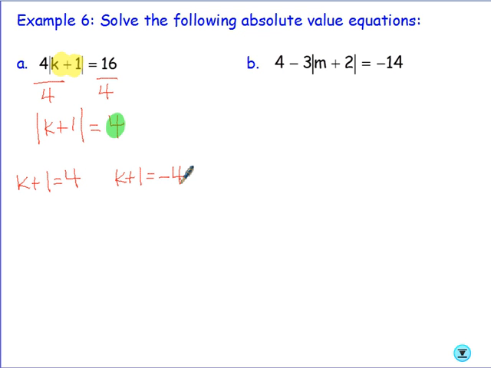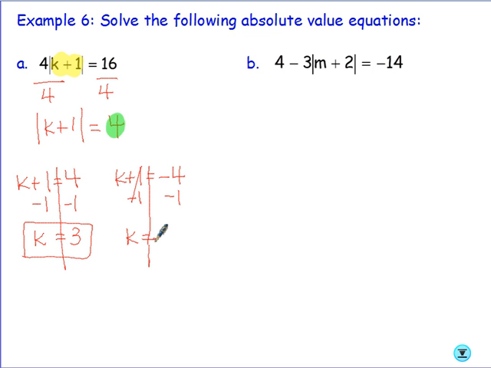Now, these are not done, so these also have to be solved. Very easy to solve. All I have to do is subtract 1 from both sides, and I get K equals 3. That's answer number 1. Over here, I also have to subtract 1 from both sides. I get K equals negative 5. And that problem is done.